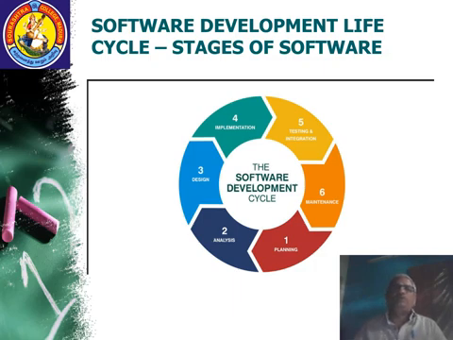Let us see what the software life cycle is. The diagram itself represents it, and we can start from the first one, planning, then analysis, then design, then implementation, and the testing and integration, and finally we go for a maintenance phase. So these are the stages of a software life cycle.